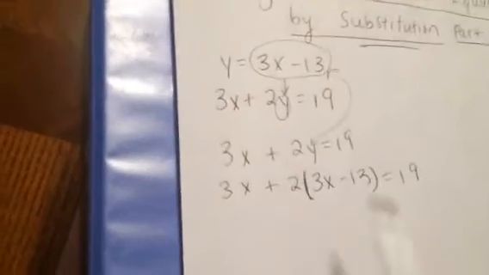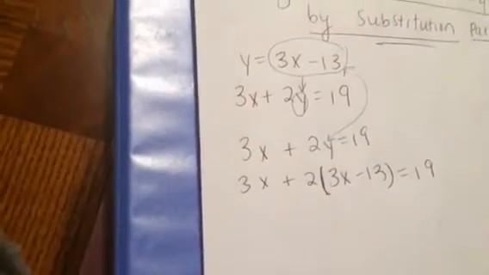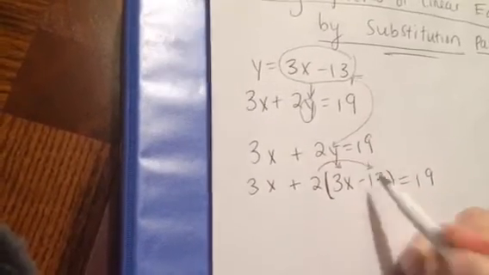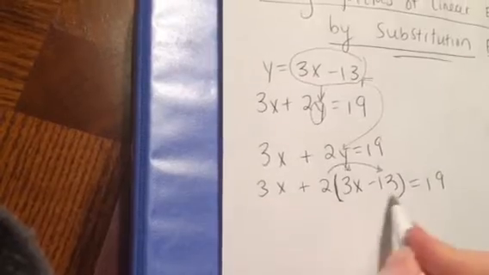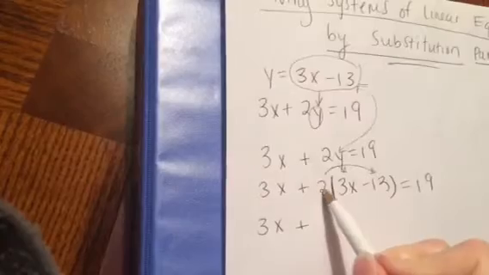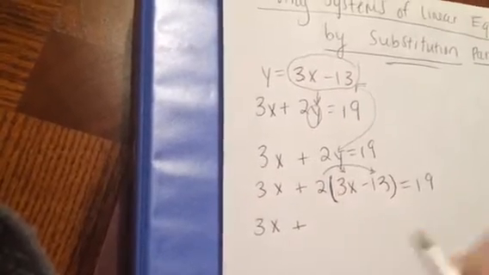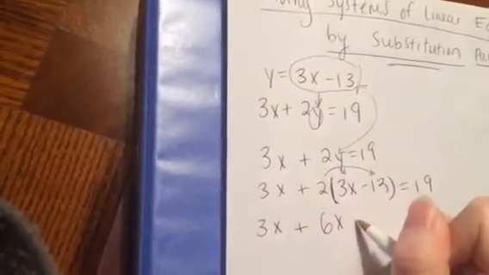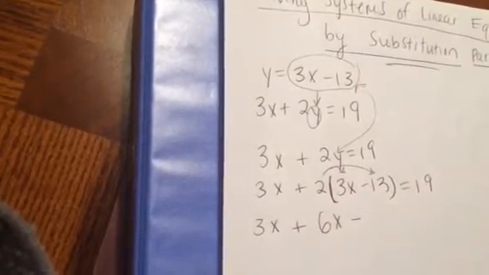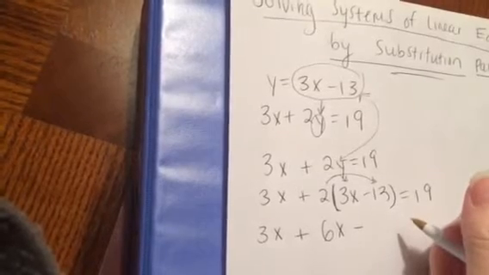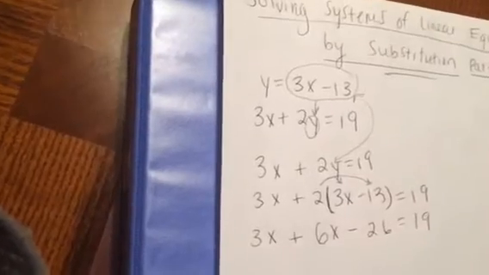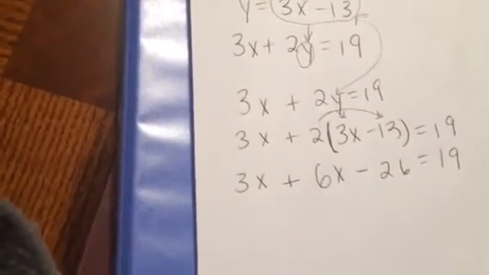We have to use the distributive property here. In this case, we're going to have to distribute this 2 to the 3x and also to the minus 13. All right, let's further simplify this side of the equation. We have 3x plus, well, what's 2 times 3x? 6x. Minus, right, you're keeping your minus sign, and 2 times 13, 26, equals 19.